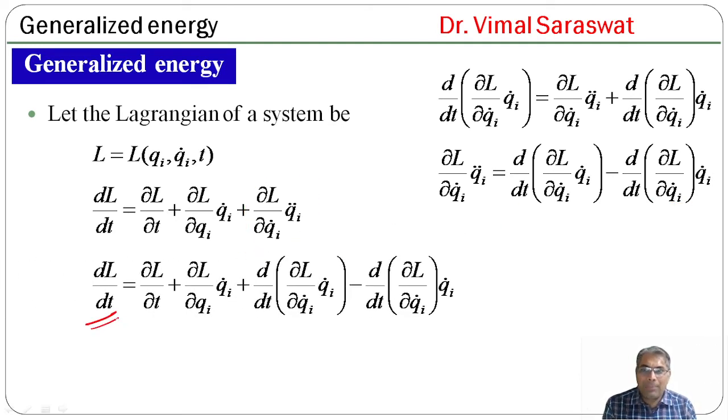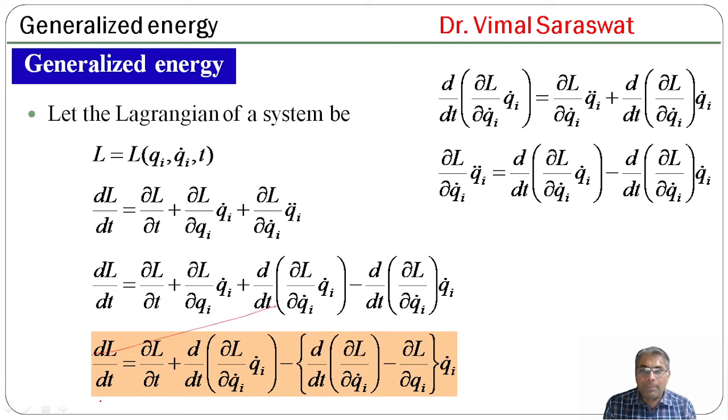So dL by dt is equal to del L by del t, this term as it is, and this one also as it is, and this is replaced with this one. So plus d by dt of del L upon del qi dot into qi dot minus d by dt of del L upon del qi dot into qi dot.